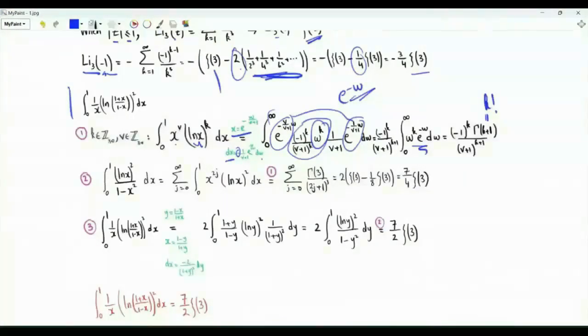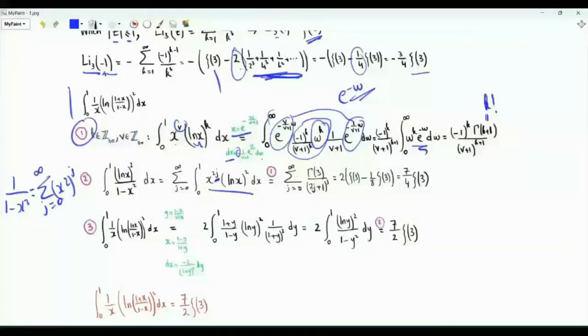What is the integral x from 0 to 1 of the logarithm of x squared over 1 minus x squared? Since x is between 0 and 1, we can use the series expansion. 1 over 1 minus x squared is equal to the summation j from 0 to infinity of x squared to the power j, x to the 2j. We can do integration term by term. We have x to the 2j, so v here is equal to 2j, and k is equal to 2.